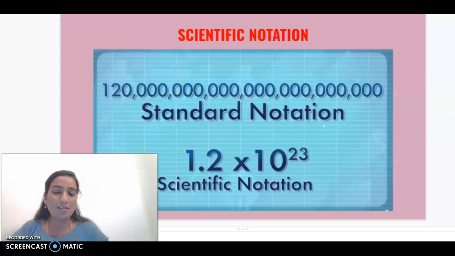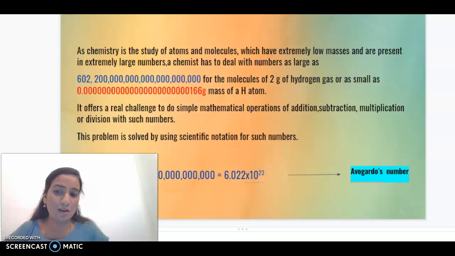What is the importance of scientific notation? Why should we learn scientific notation in chemistry? We know chemistry is a branch of science that deals with the study of atoms and molecules, right? These atoms and molecules have extremely low masses and are present in extremely large numbers.